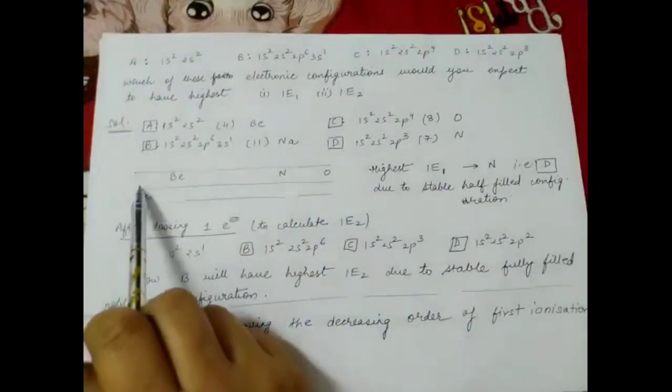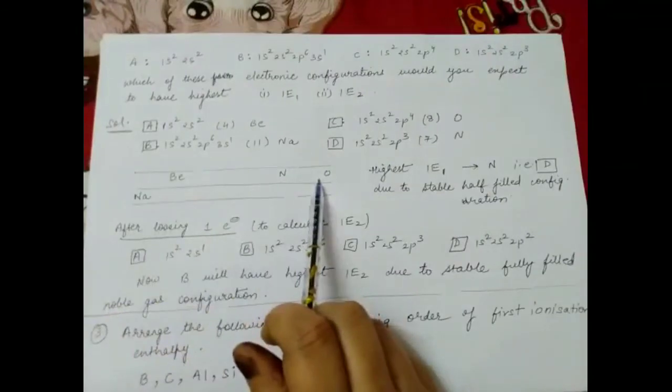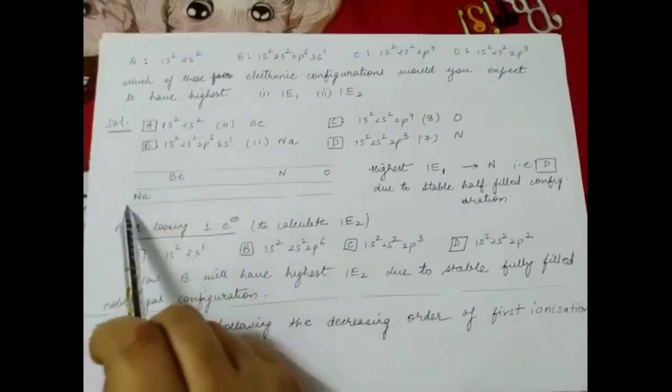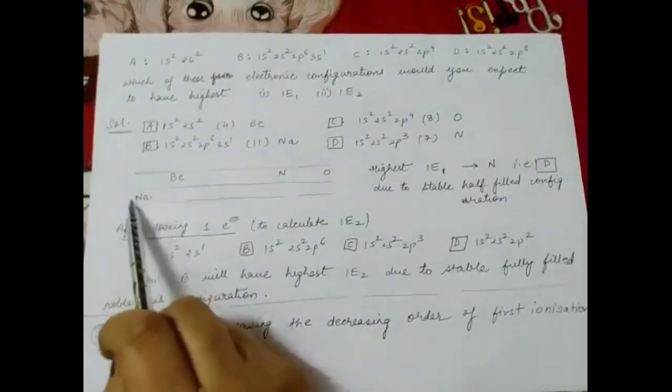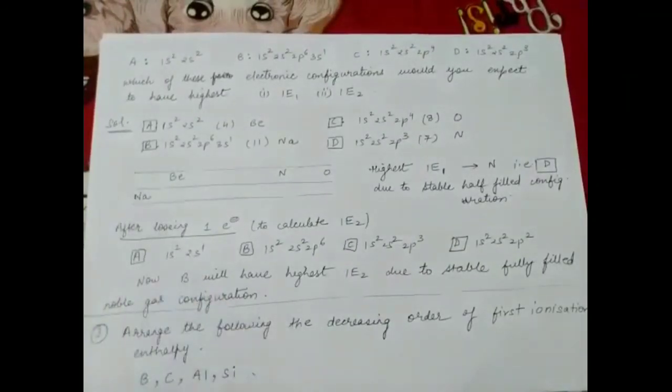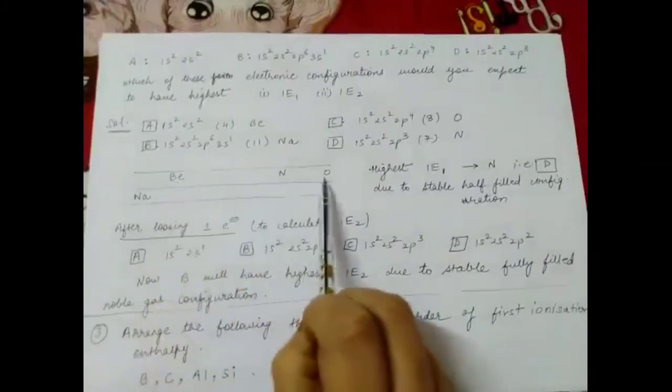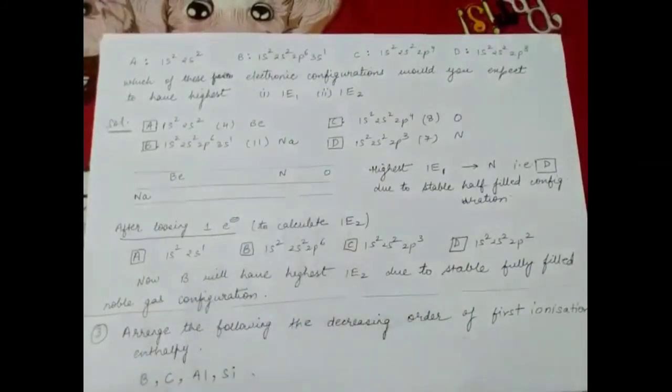Now as we move from left to right, ionization enthalpy increases, and as we move down the group, ionization enthalpy decreases. It means sodium has the least ionization enthalpy. Now beryllium, nitrogen and oxygen, which has the highest IE1, that is ionization enthalpy, the energy required to remove the first electron? The answer should be oxygen, because as we move from left to right, the ionization enthalpy increases.